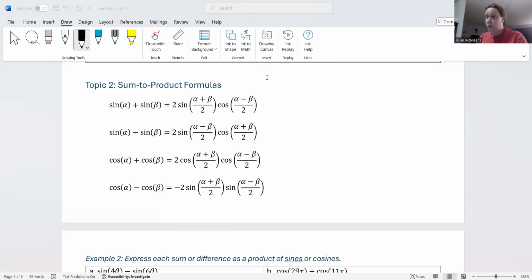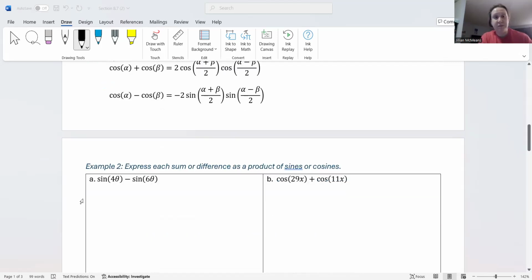So again, thank your lucky stars you're not expected to memorize these because they're so similar, okay? And it's really hard to remember what goes where, okay? So you don't have to memorize these, but you do need to be able to pick which one to use and you need to be able to use it successfully, okay? So let's look at a couple of examples.